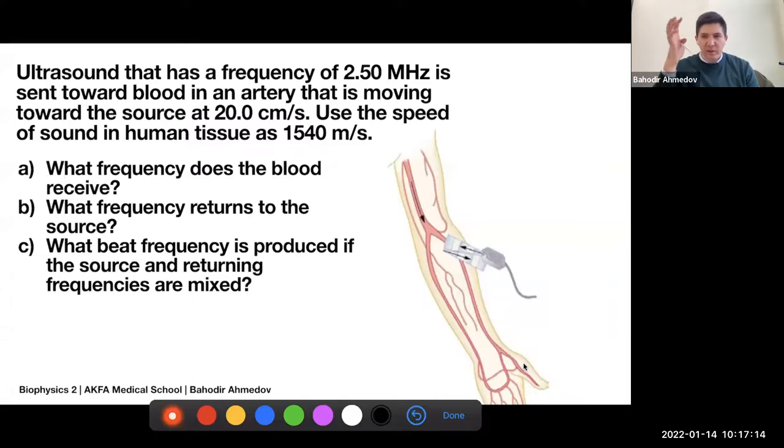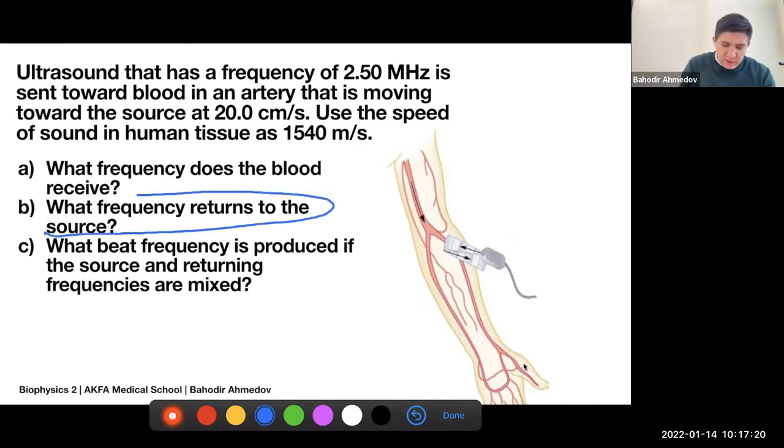Okay, so we didn't learn about the beats yet, but could you please try to answer this question? What is going to be the frequency of the source which is returned to the source? Did you understand the question again?